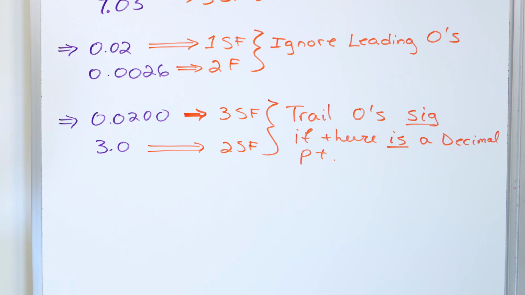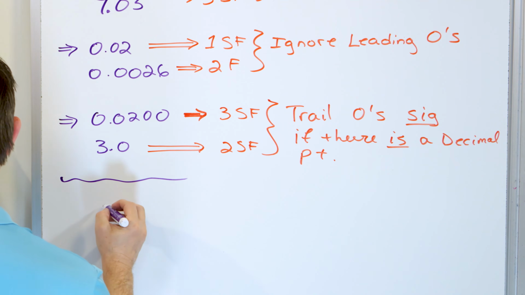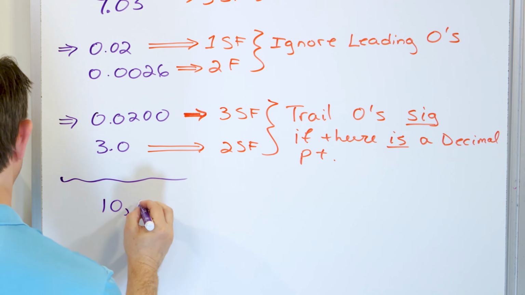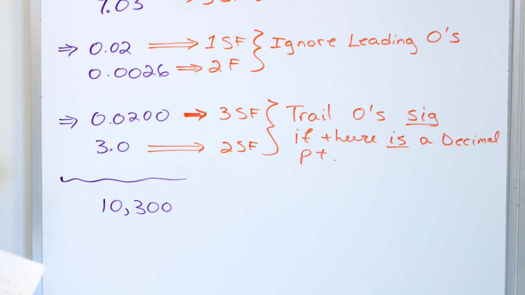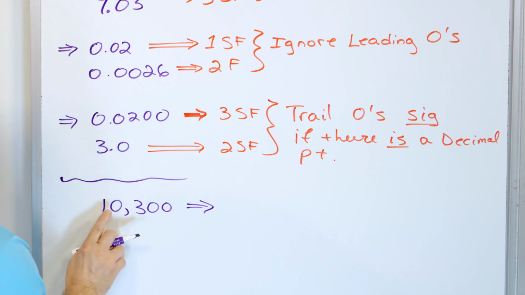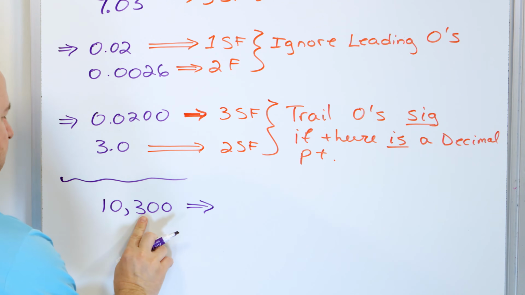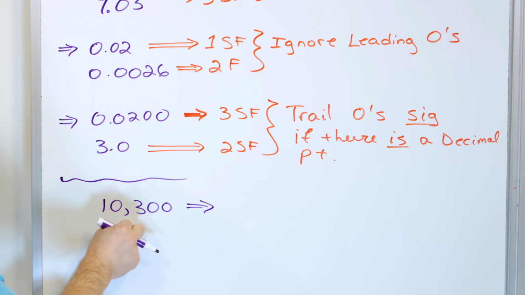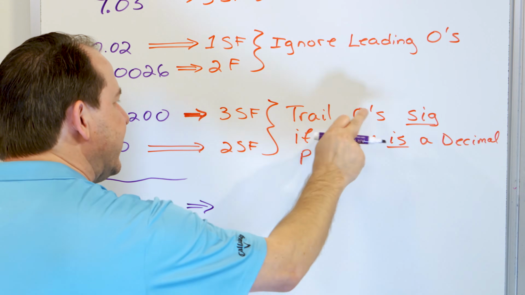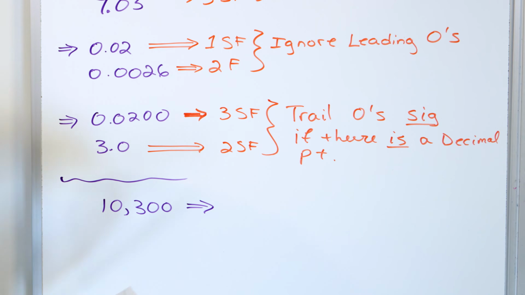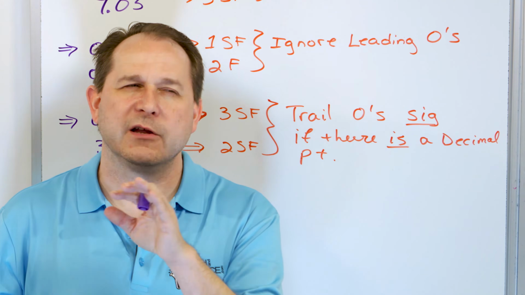So that leads us to kind of a bonus situation. How would you tell me the number 10,300? How many significant figures would there be? Well, this is significant, this is significant, this is sandwiched between them, so because of the other rule, it's significant, so there's 3. But I just told you the trailing zeros are only significant if there's a decimal, and I'm going to tell you right now, there's a little bit of ambiguity.